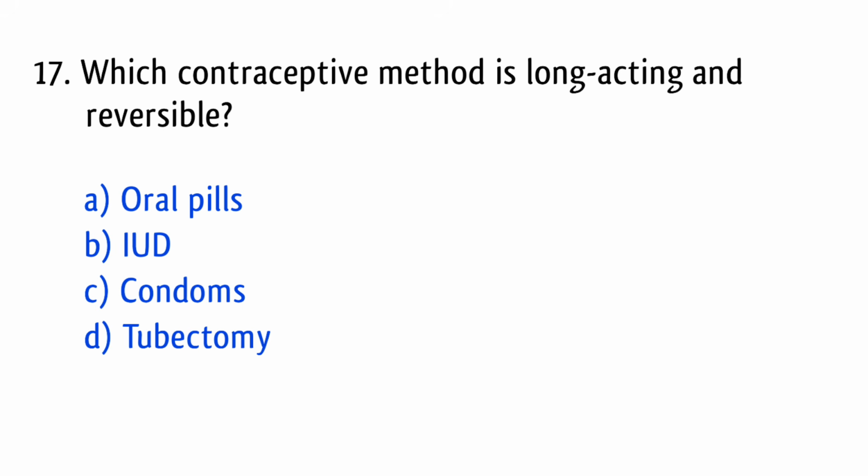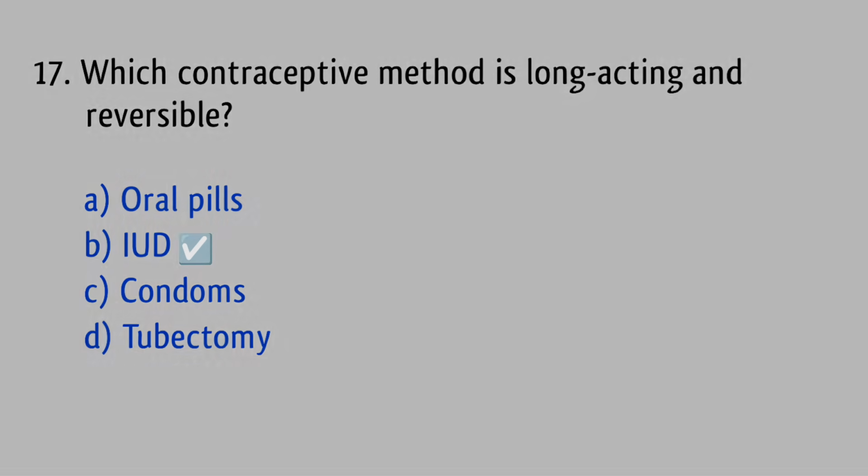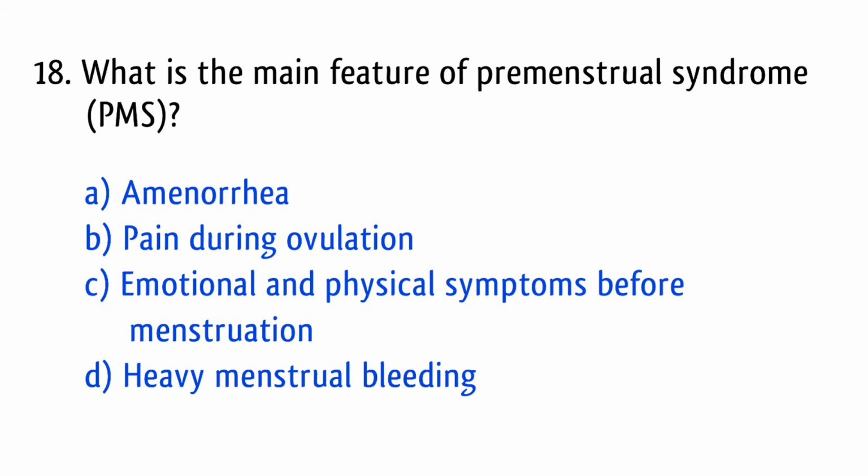Question number 17. Which contraceptive method is long acting and reversible? The right answer is option B, IUD. Question number 18. What is the main feature of premenstrual syndrome, PMS? The right answer is option C, emotional and physical symptoms before menstruation.